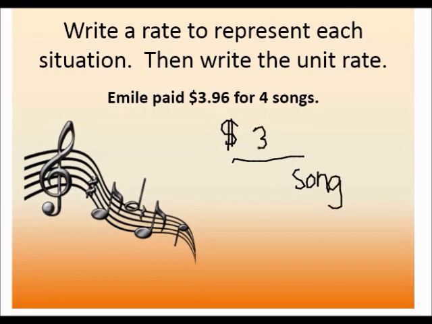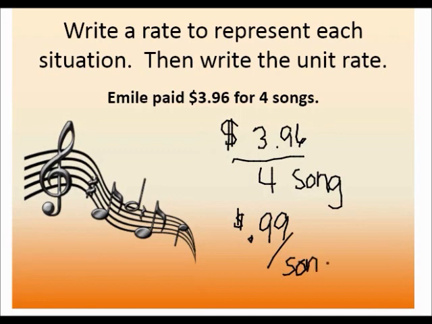So we put 3.96 on top and 4 on the bottom. So we want to know how much it costs per song. So now you're going to take your calculator and you're going to take 3.96 divided by 4, and you get 0.99. So you get 0.99 per one song. So it would be 99 cents per song.